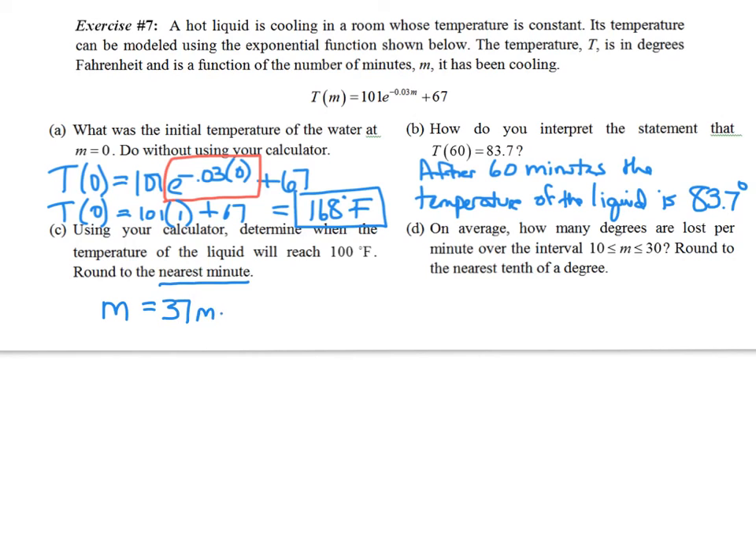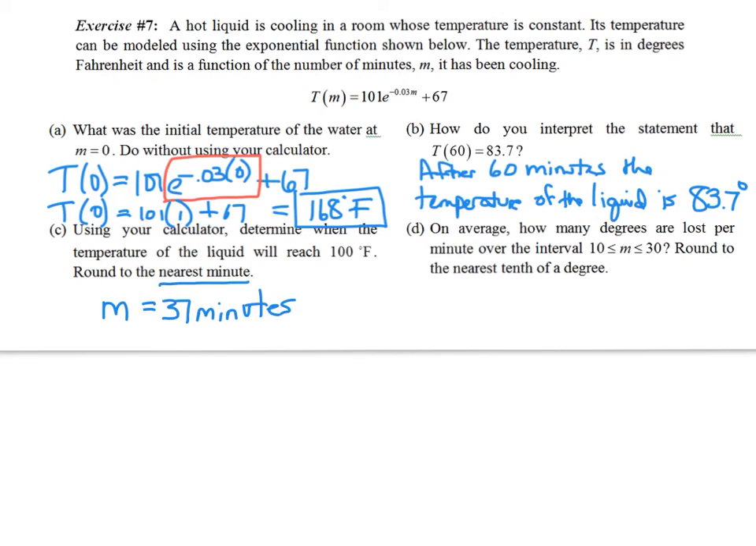Now, of course, if you prefer, or if I had to be more accurate than to the nearest minute, then I would put my function in y1, I would put my number of degrees, 100 degrees, in y2, I would adjust my window, and I would see where the two of them cross. So I would do the intersect feature.